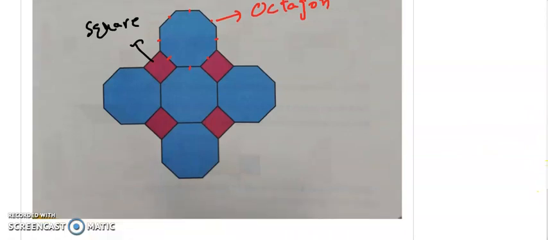So this is how we identify different shapes in 2D shapes, and we can even complete these shapes and know about the right angles in them.